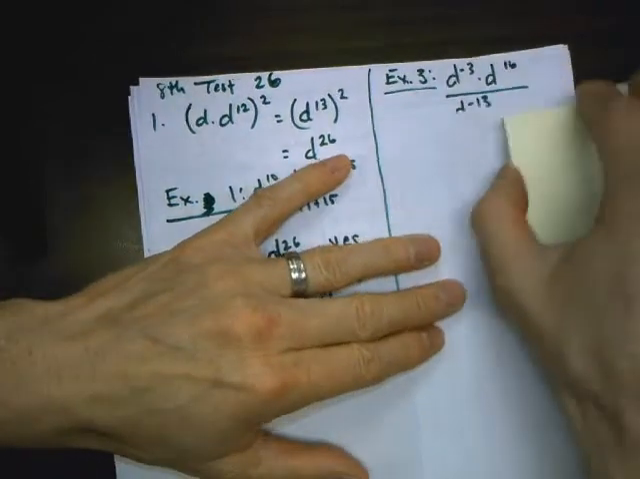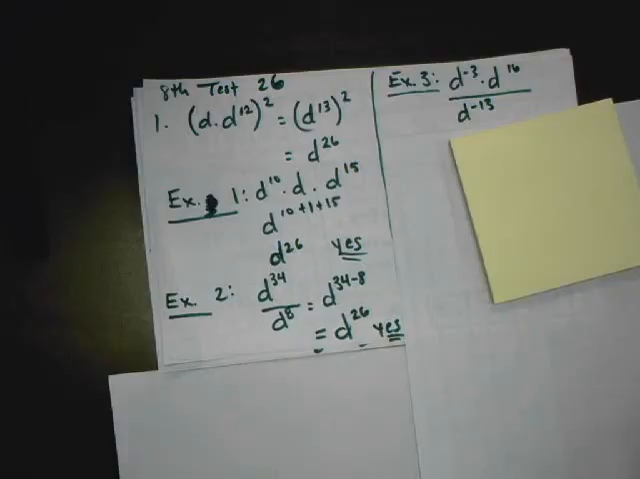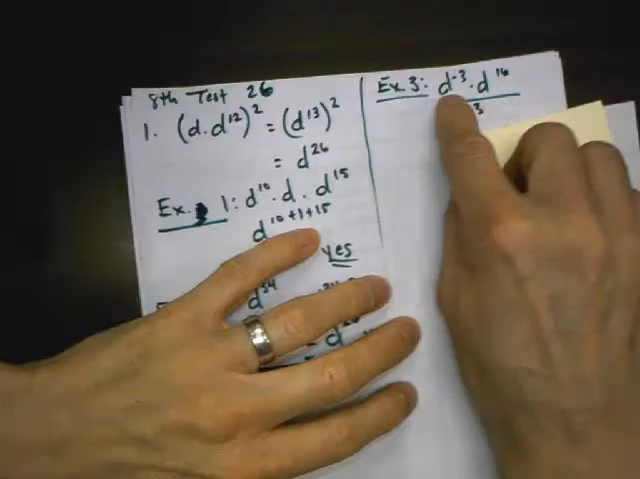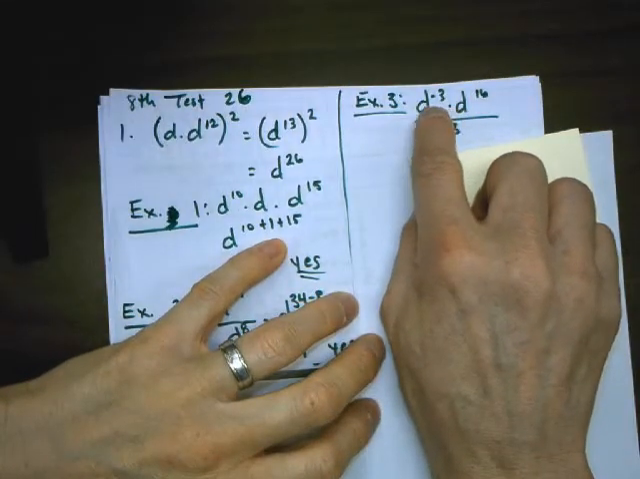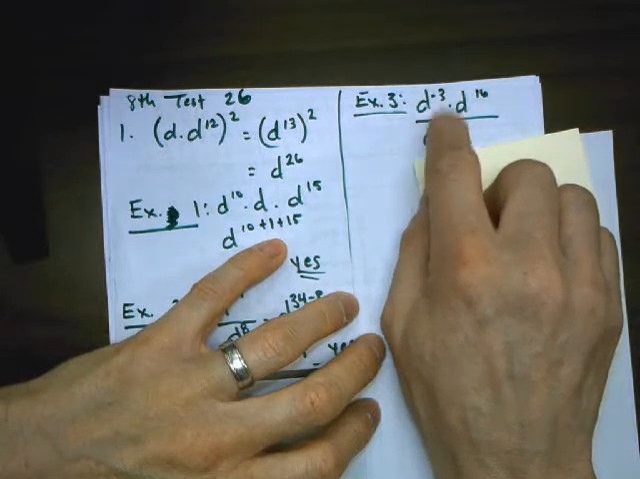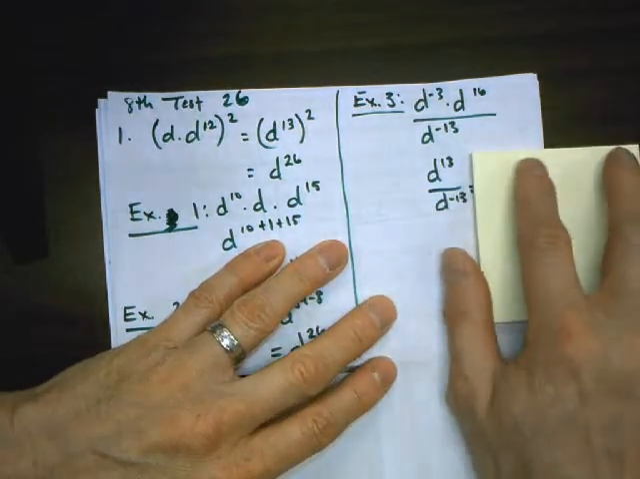And expression 3, we had a mixture of both of those. And so expression 3 says d to the negative 3rd power times d to the 16th, all divided by d to the negative 13th. So what I want you to do there is do the top part first, okay? And then we'll do top and bottom. So remember that, do the top first.